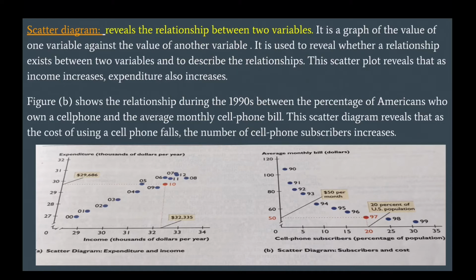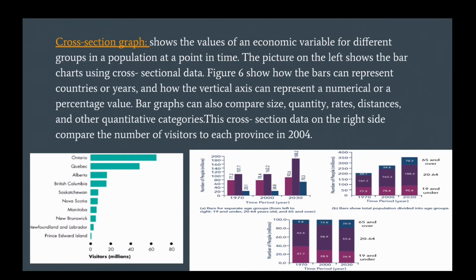Figure B shows the relationship during the 1990s between the percentage of Americans who own a cell phone and the average monthly cell phone bill. This scatter diagram reveals that as the cost of using a cell phone falls, the number of cell phone subscribers increases.